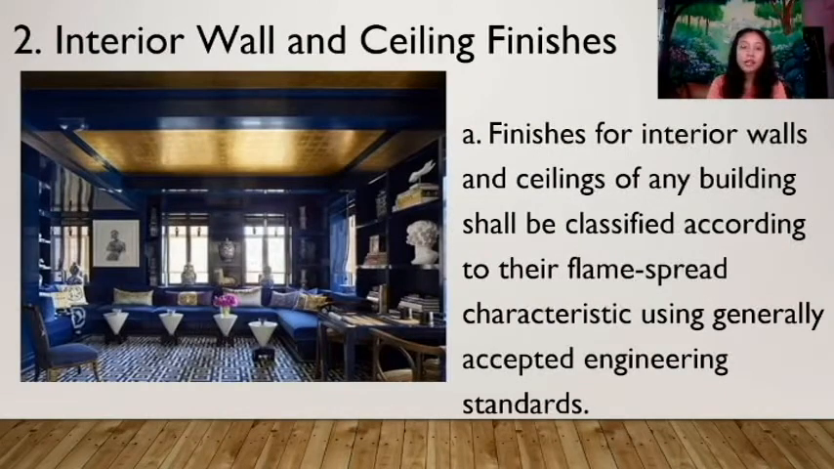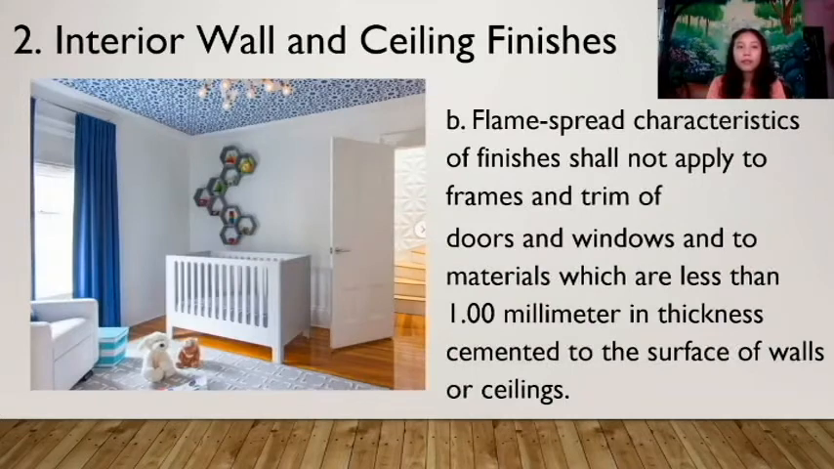So next is the interior walls and ceiling finishes. Finishes for interior walls and ceiling of any building shall be classified according to their flame spread characteristic using generally accepted engineering standards. So you need to classify the flame spread characteristics by using engineering standards. Flame spread characteristics of finishes shall not apply to frames and trim of doors and windows and to materials which are less than 1 millimeter in thickness cemented to the surface of walls or ceilings.